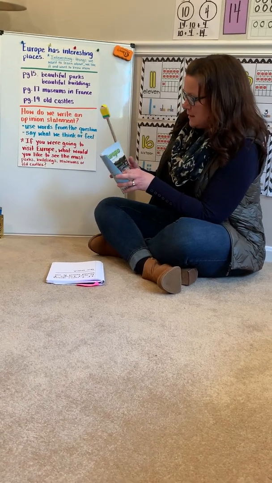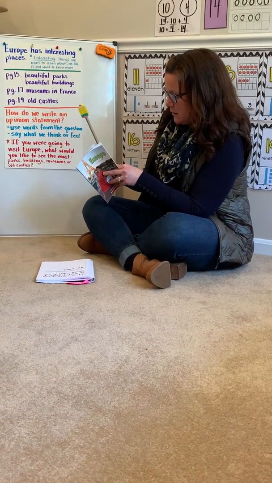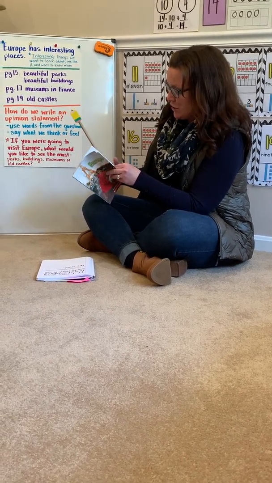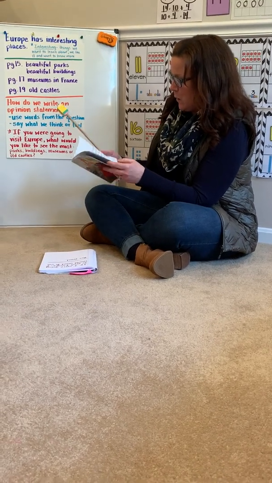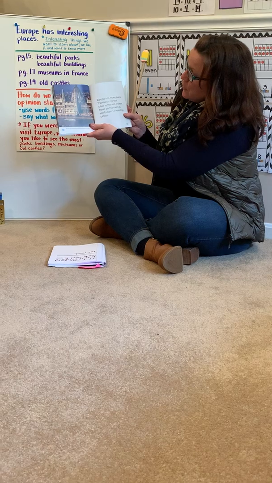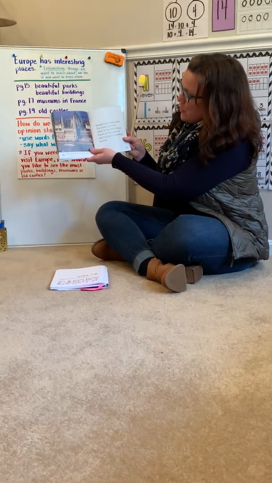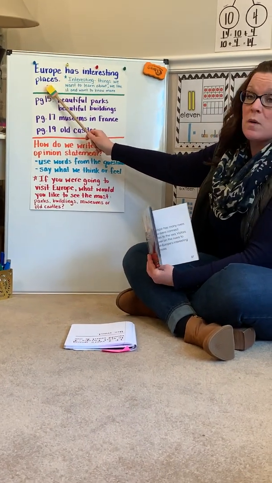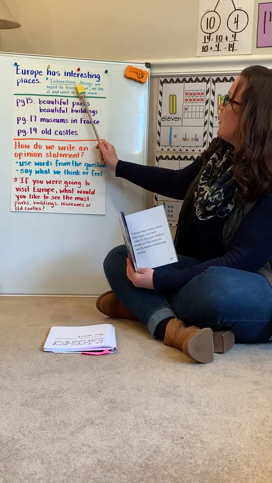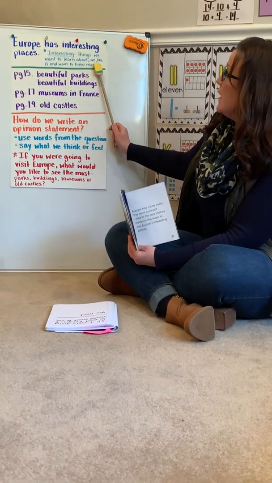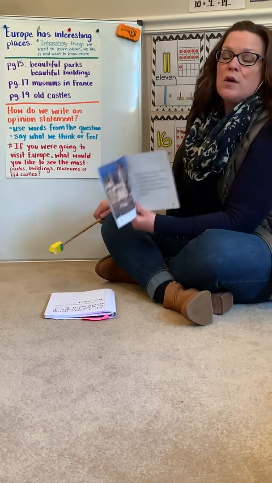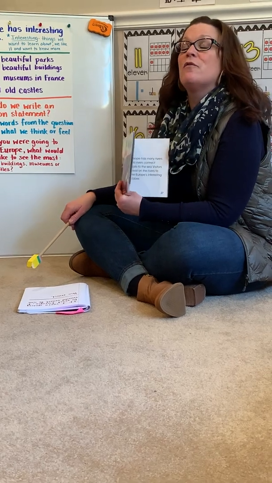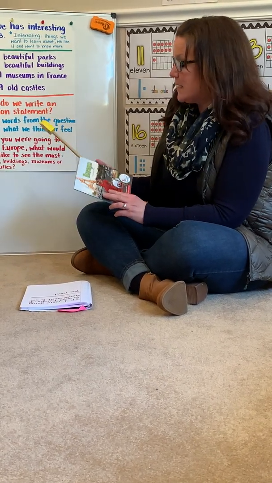So she says in the text that Europe has interesting places. That is her point. Visitors travel on the rivers to see Europe's interesting places. Europe has interesting places. What does interesting mean? Interesting are things we want to learn about, we like it, and we want to know more. So let's find out if she proves her point, which she will. And we're going to find it looking at evidence from the text that tells us so.